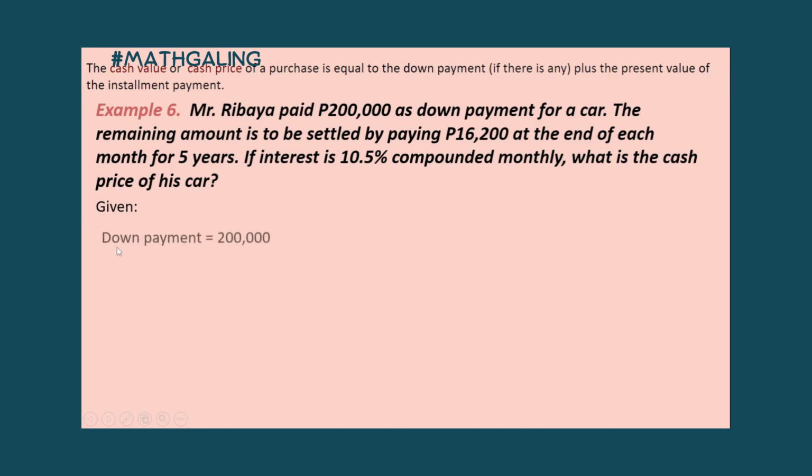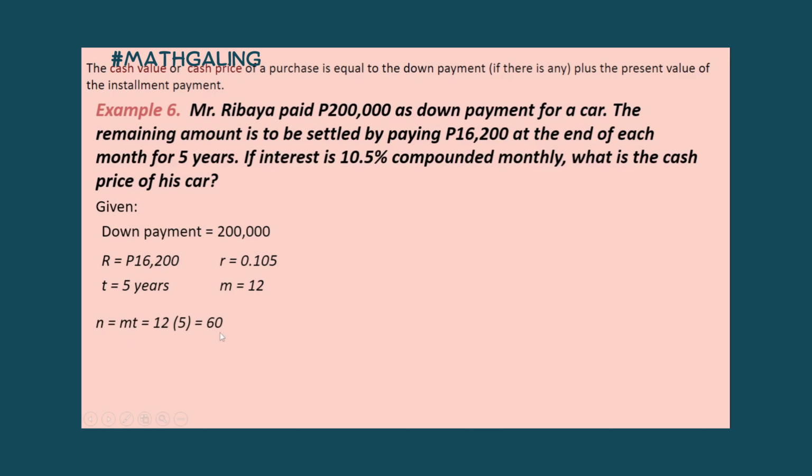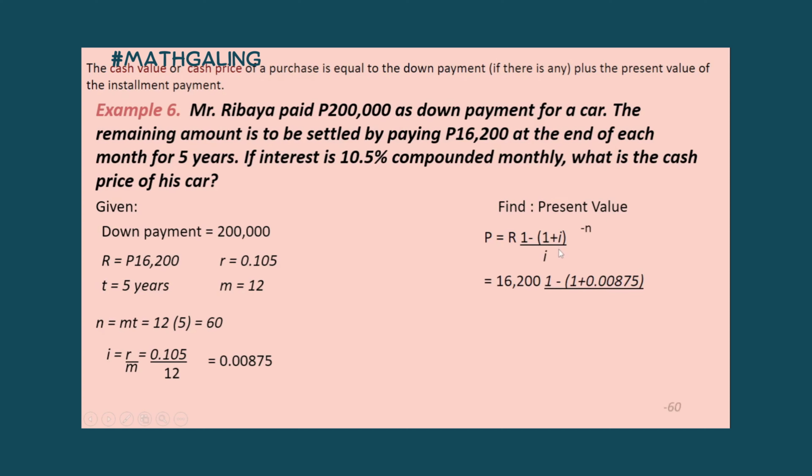So given is down payment equals 200,000 while the R is 16,200. The rate is 0.105, the time is 5 years and the M is 12. So the number of payments is 60 while the interest is 0.00875. So let's find the present value. 16,200 times 1 minus open parenthesis 1 plus 0.00875 close parenthesis to the exponent of negative 60 over 0.00875.